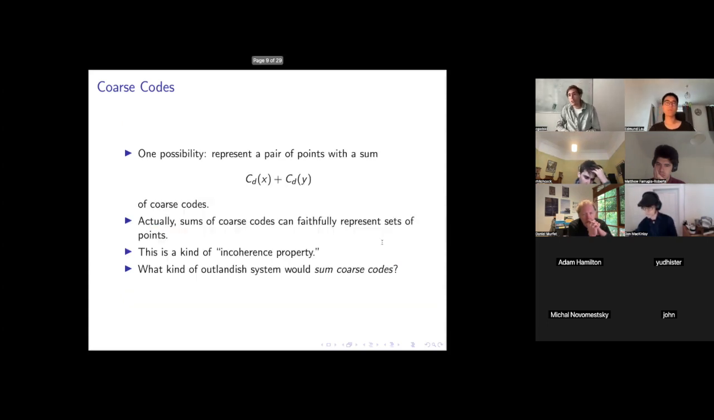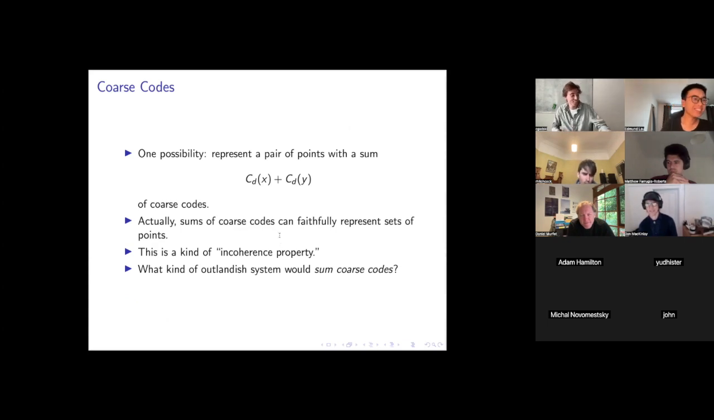But if I'm looking at coarse codes, there's a really natural thing to do. If I have a coarse code for x and a coarse code for y, it turns out that adding them together is a good code for the pair of points. I'm just looking at the images to see reactions, whether this is surprising, something I should explain, or something that is like, yes, obviously. Yes, please. Could you explain?